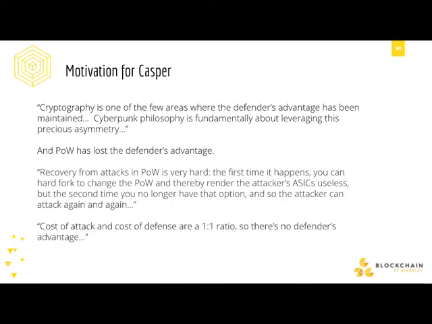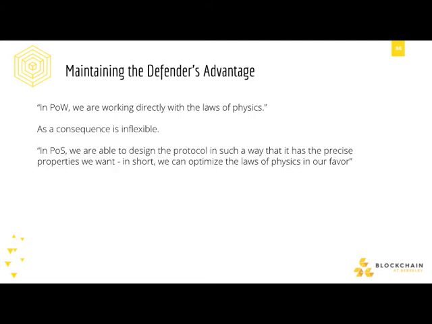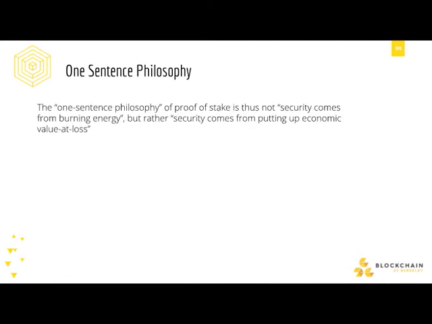Next one. So, proof of stake is a way of maintaining the defender's advantage. If you look at the reasons why proof of work is running into issues with this, it's because of the physical realities they have to deal with. Because they have physical constraints, the constraints are inflexible. Whereas with proof of stake, you're able to design better systems such that you can give the defender a better advantage, but also make punishments much greater for malicious actors.